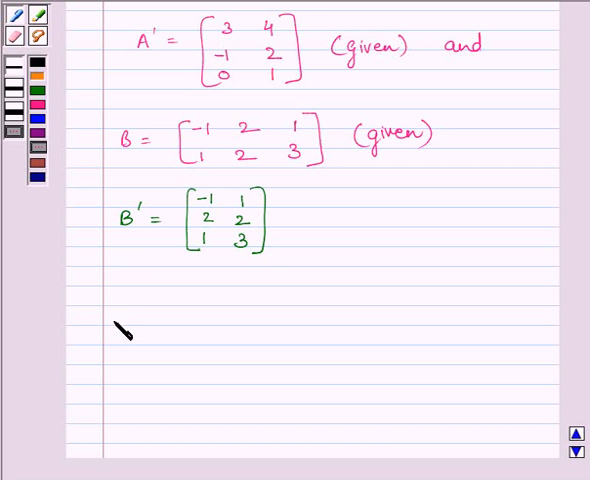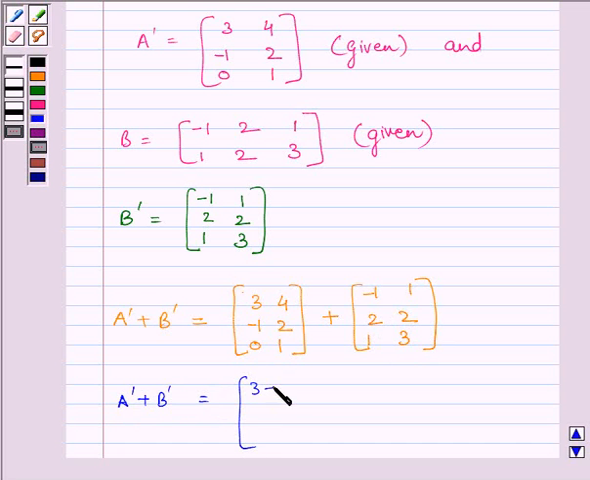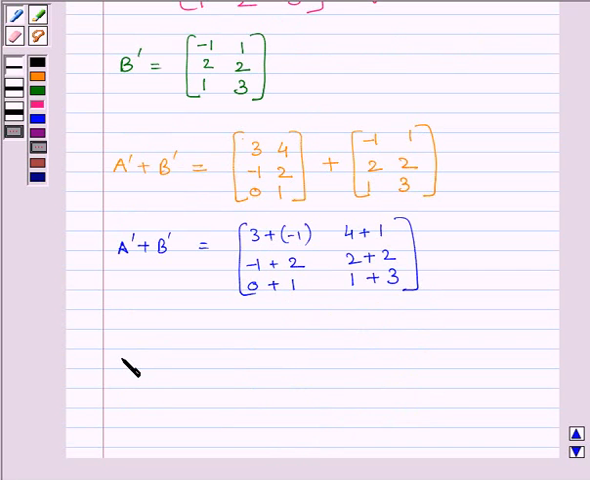Now let us find out A transpose plus B transpose. We know A transpose is equal to matrix 3, 4, minus 1, 2, 0, 1, and B transpose is equal to matrix minus 1, 1, 2, 2, 1, 3. Now to find A transpose plus B transpose, we will add the corresponding elements of the two matrices. So we get 3 plus minus 1, 4 plus 1, minus 1 plus 2, 2 plus 2, 0 plus 1, 1 plus 3. Now we get A transpose plus B transpose is equal to matrix 2, 5, 1, 4, 1, 4.